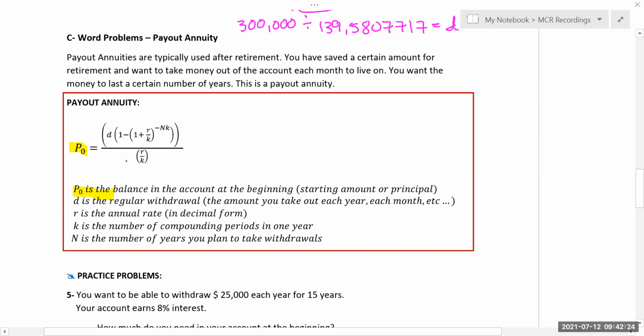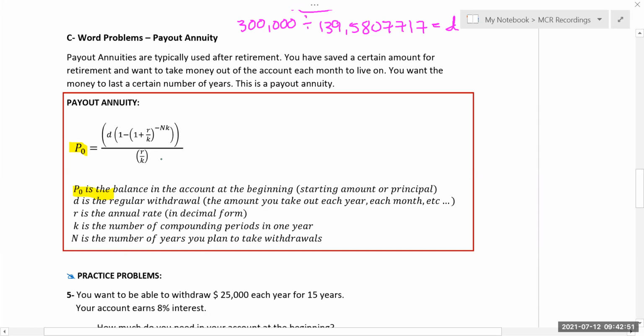R is that annual rate that you're going to get in decimal form, as always. So the 6%, 2%, whatnot. K is the compounding periods in a year, and N is the number of years that you're going to take those withdrawals. Excuse me. So again, this is a great formula to figure out, how much do I need to get a certain amount every week or year, so forth.